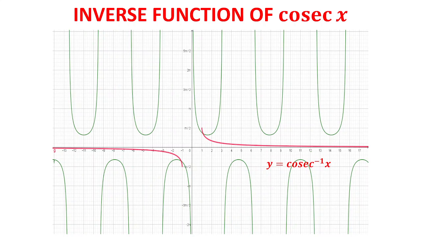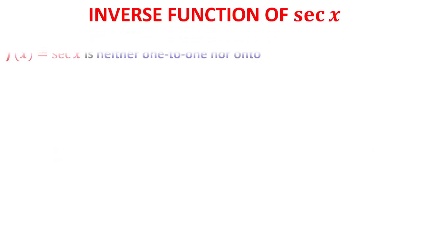We are seeing how it is going. Minus 1 to 1 is not included there and it goes from minus pi by 2 to pi by 2. The values of minus 1 to 1 are not there in the graph of cosecant inverse x. Good. Let us move on to secant x.